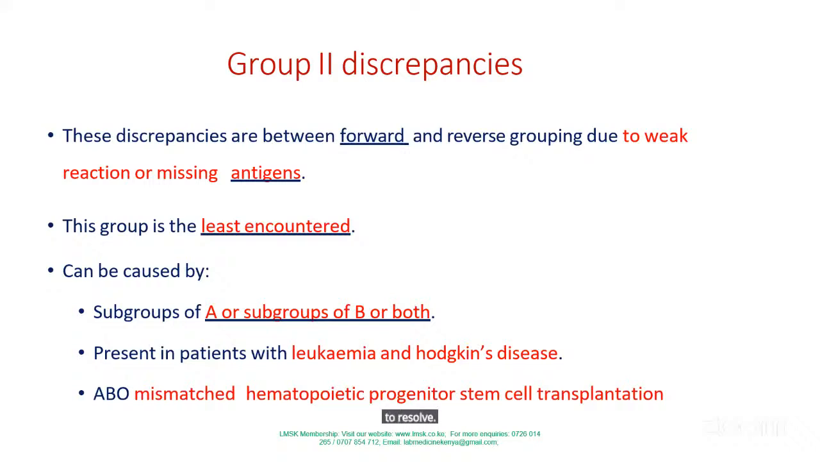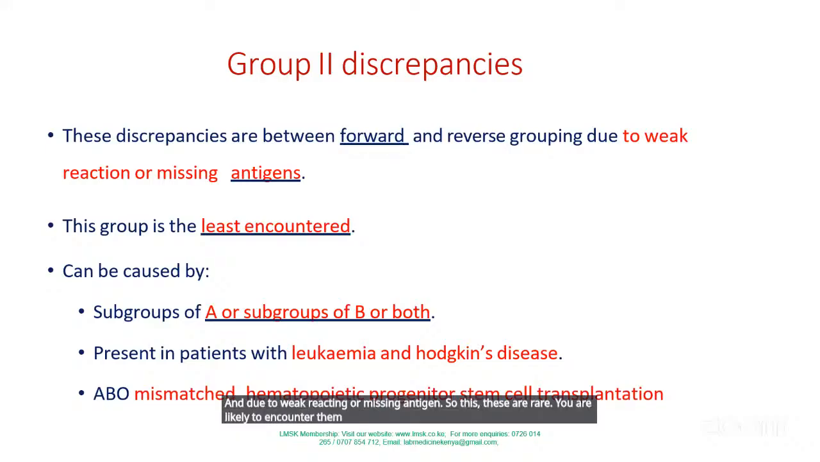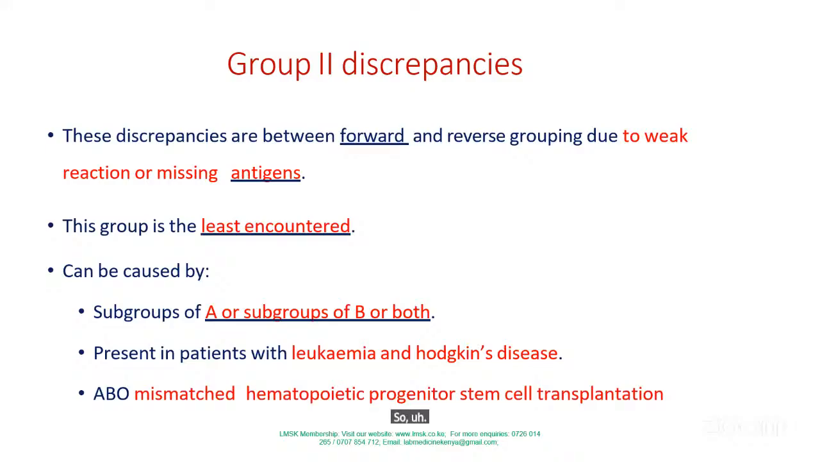Group 2 discrepancies are discrepancies between the forward and the reverse grouping due to weak reacting or missing antigen. These are rare. You are not likely to encounter them often, but that doesn't mean that you cannot encounter such. So here now you are having a discrepancy, but the reason is a weak reaction or missing antigen. This can be caused by, one, a subgroup, as we had explained earlier. The reason why subgroups have a weak reaction is because the enzyme that is formed is less effective in converting the H antigen.